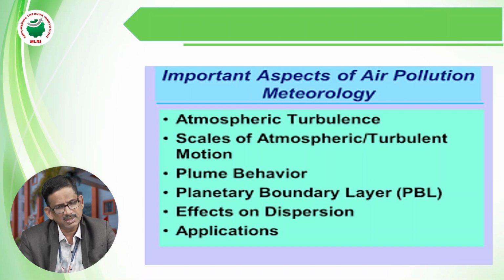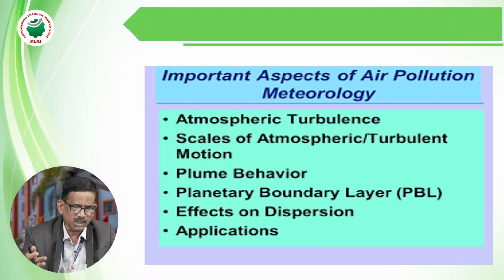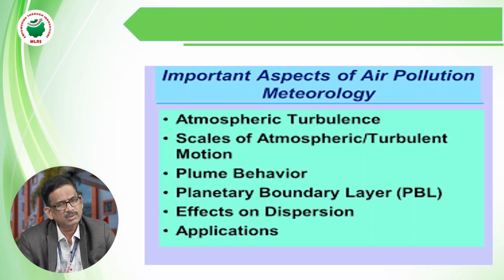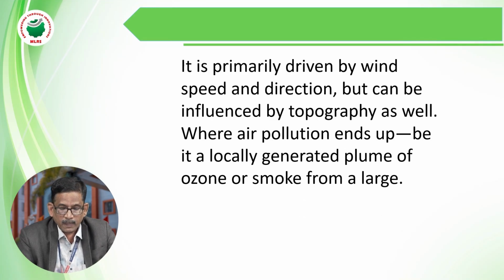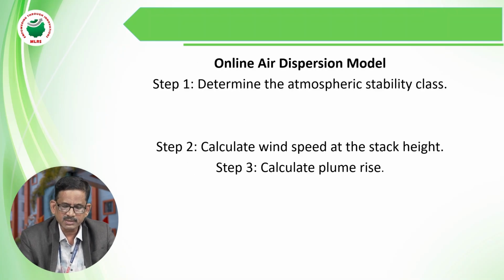Next, dispersion means how the air pollutants are to be dispersed. How to disperse? That is our main contribution, and meteorological factors also. Meteorological factors means the solar radiation effects, and wind speed and direction also we have to study. So what is the importance of the wind speed, what is the importance of the wind direction, what are the dispersion models. Dispersion models means how the air pollutants will be dispersed. That is our main target.